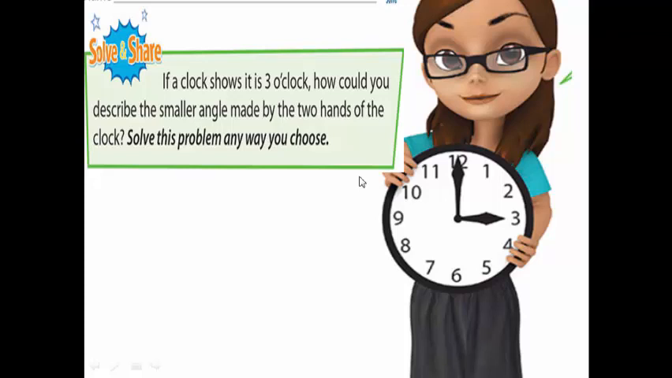Let's start together. Here you have this example. We have this clock, but it's asking you: if a clock shows 3 o'clock, look here, 3 o'clock, how could you describe the smaller angle? Where is the smaller angle right here? If we imagine that this is one ray and this another ray, or these two hands of the clock, where is the smaller angle?